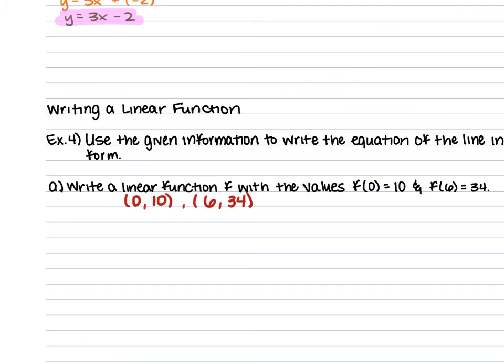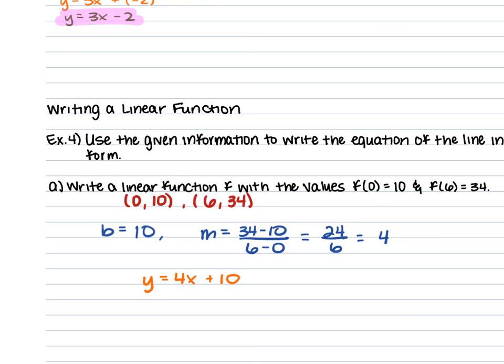We're going to do the same thing that we just did in the section before this. We identify that y-intercept, or that b, from the y-intercept, which is in this case 10, and then we identify the slope. So our slope is going to be the difference of 34 and 10 over 6 and 0. 34 minus 10 gives us 24, and 6 minus 0 is 6. 24 divided by 6 is 4. So plugging this into slope-intercept form, y equals mx plus b. Y is equal to 4x plus 10.